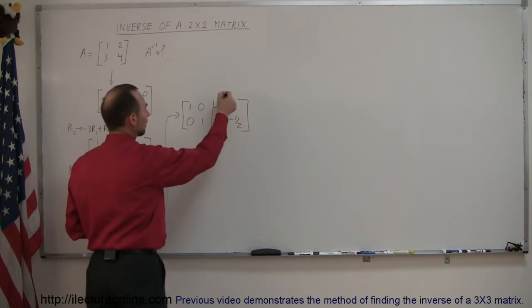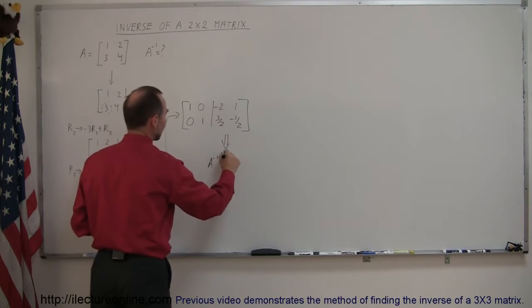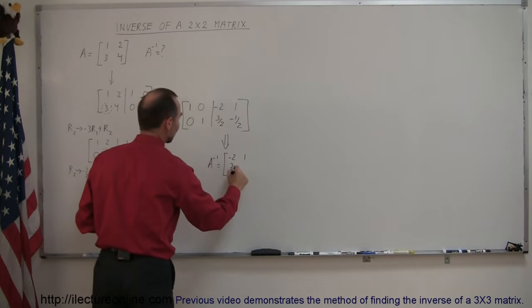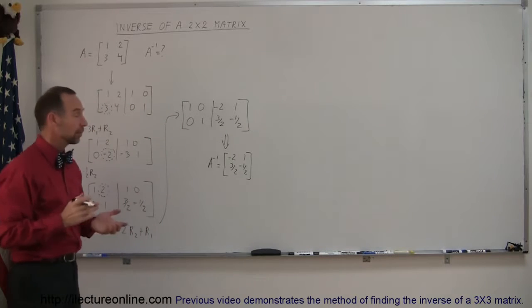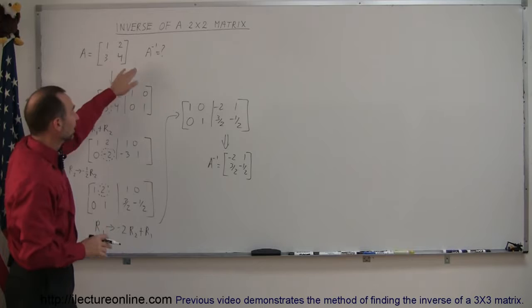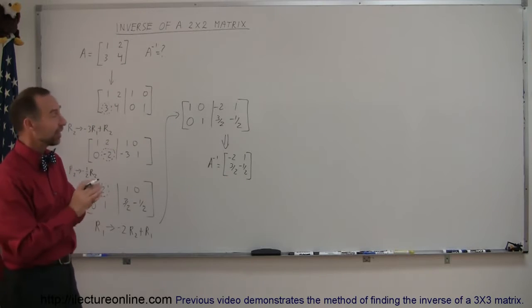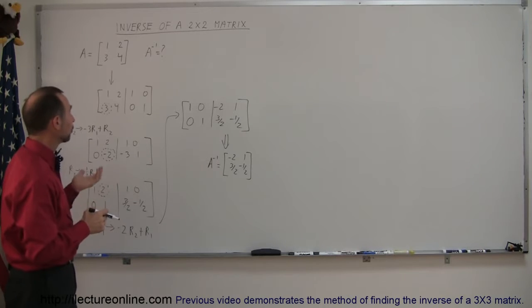And this here is the inverse matrix, which means that the inverse matrix, A inverse, is equal to negative 2, 1, 3/2, and negative 1/2. Okay, so how do we know we did this correctly? Well, one thing we could do is multiply the original matrix times the inverse, and we should get the identity matrix. Or there's actually a second method, kind of an easy, slick method on how to find the inverse of a 2 by 2 matrix.